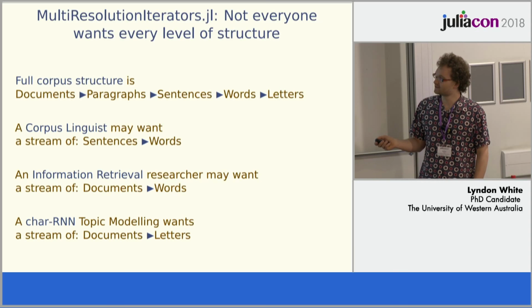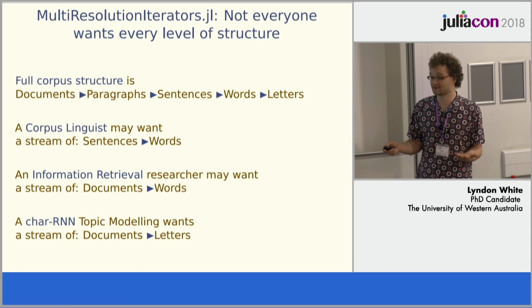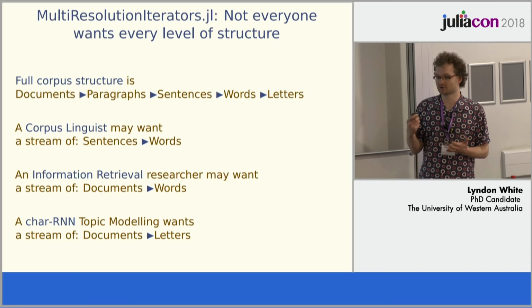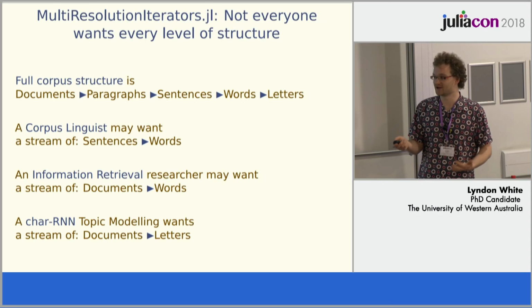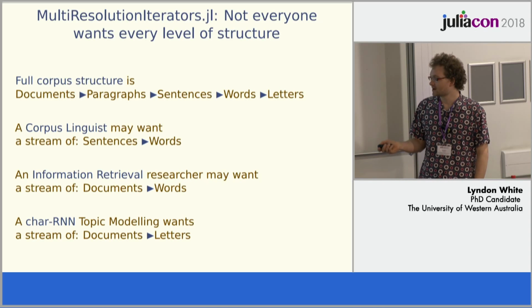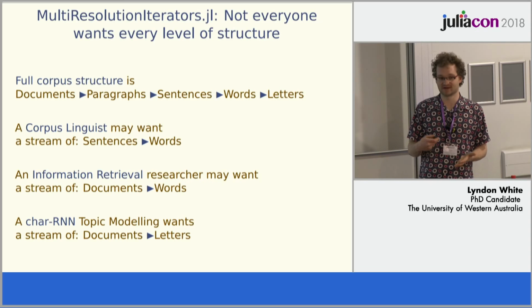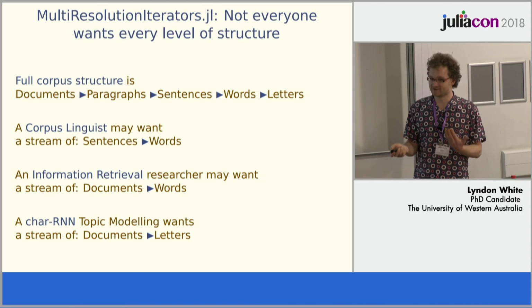So a corpus linguist trying to understand how language is being used, they're probably interested in just sentences made up of words. They don't really care about the documents often. Sometimes they do. Whereas someone doing information retrieval, they want to just know what words we use to documents so they can look for documents that have a good word overlap with your search term. Whereas someone doing, say, a character RNN, and they're trying to train a supervised model to predict what a document is about, they just want the documents and a stream of letters. So different people have different wants.